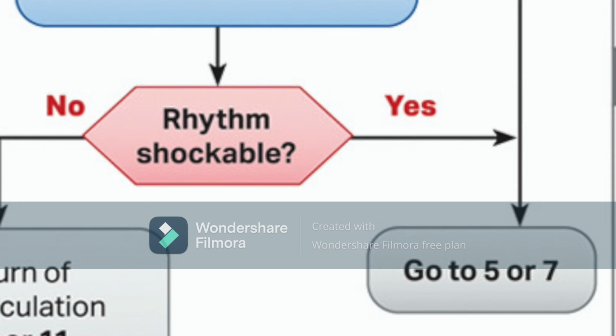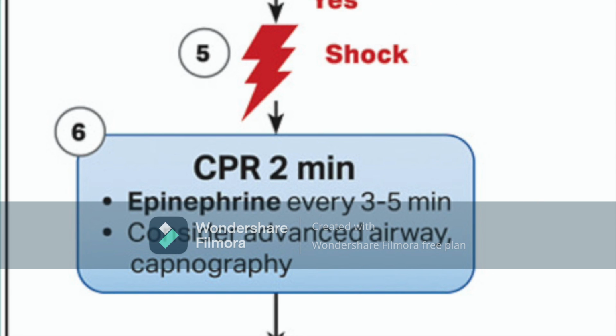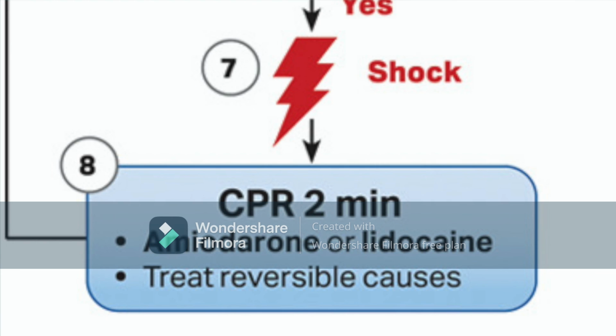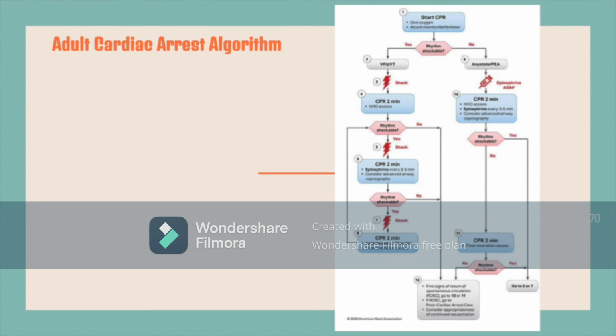If yes, the rhythm is shockable, we then proceed to box 5 or 7, which is to perform defibrillation to the patient. So that ends our discussion.